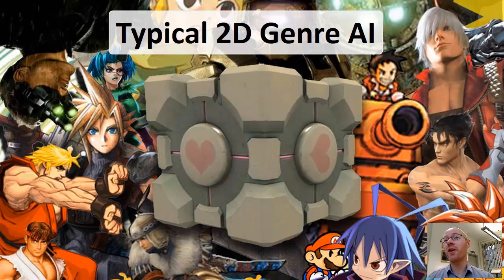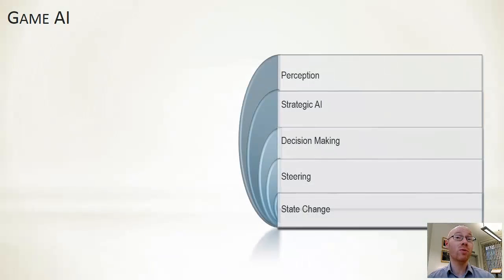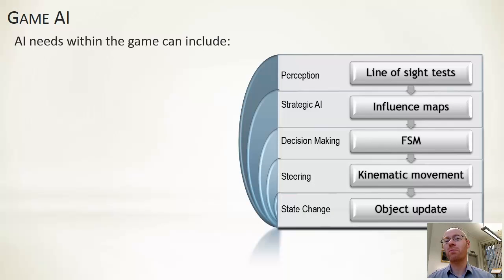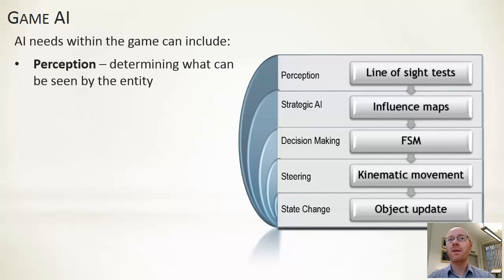We're going to finish off now by going through a few common 2D game genres and briefly identifying some of the typical forms of AI within each of those genres. And we'll start off just by classifying what types of AI we're talking about. We've done part of this already.